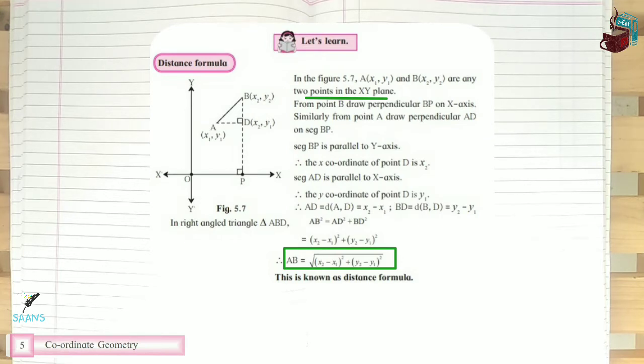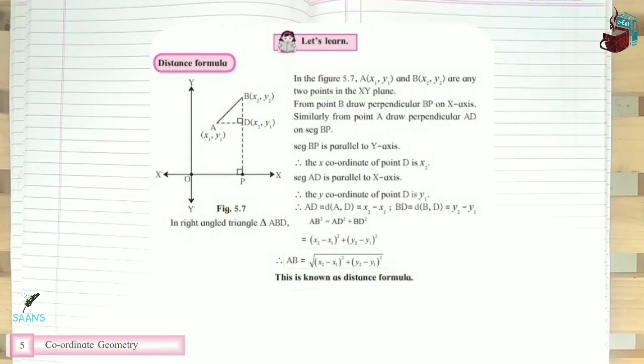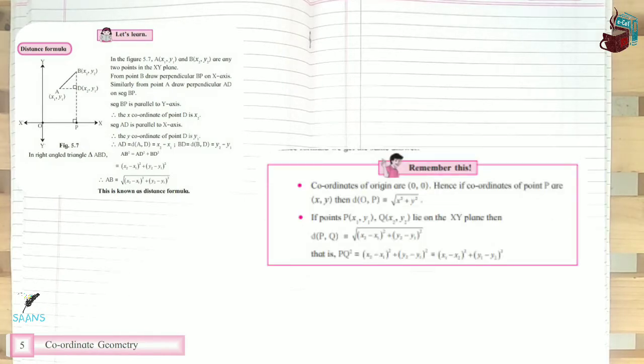Previously we have done for 2 points on a straight line. This is XY plane. Okay. This is, you can say, 2D, in 2 dimensions, if we try to understand. Okay. So based on this particular formula, we will be doing our first set of sums. Before that, let's also see what we need to remember.